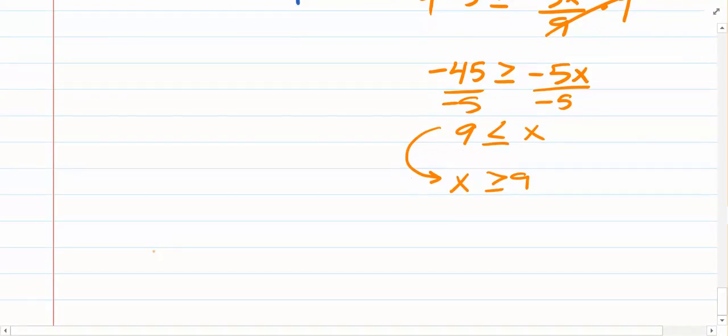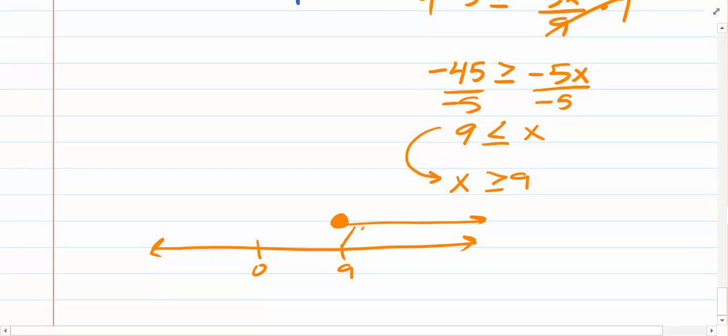Now, to graph my solution set, I graph a number line. I put 0. I put 9 to the right of 0. I put an open dot and then close it above number 9, and I shade to the right. Hopefully you got that answer correct.